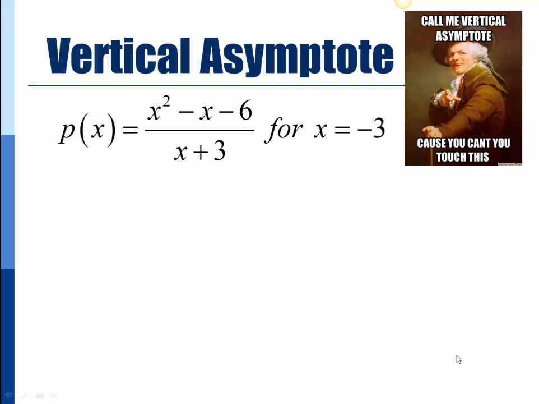So now in the previous video, we were looking at a couple of functions. The functions that we were looking at before had holes. So this is a second example, the second type of thing that can happen when we're dividing by zero. We can create something we call vertical asymptotes.